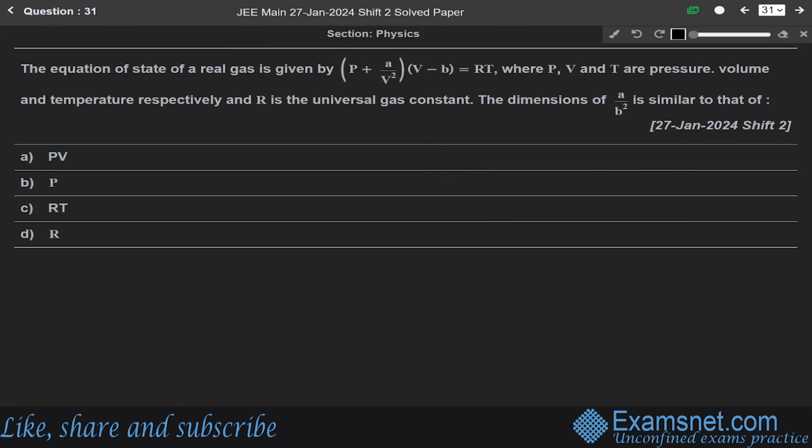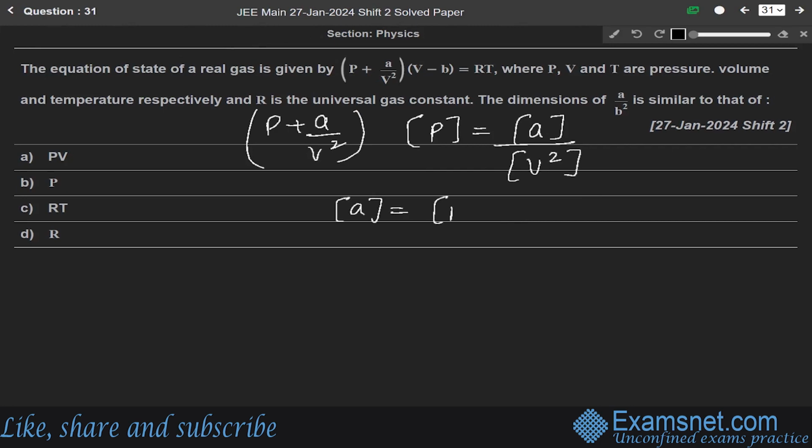(P + A/V²)(V − B) = RT, where P, V, and T are pressure, volume, and temperature respectively, and R is the universal gas constant. The dimensions of A/B² is similar to that of, we have to find the dimension of A/B². So from P + A/V², whatever be the dimension of P, it will be equal to the dimension of A/V². So the dimension of A is equal to P times the dimension of V².